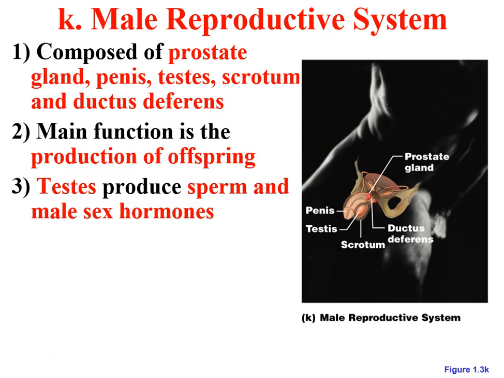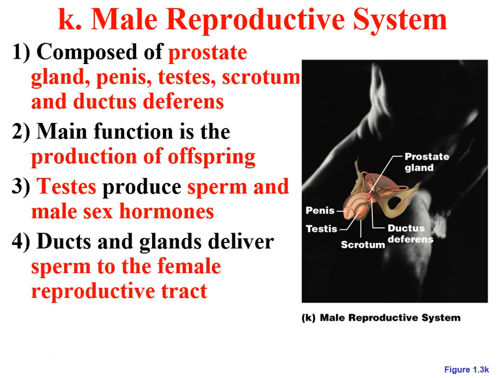Also, because the testes are really endocrine, they produce hormones that regulate the male reproductive cycle and help with sperm production and their maturation process. So the testes produce sperm and male sex hormones, mostly testosterone. Once the sperm are made in the testes, they travel through a series of ducts, the glands deliver the fluid for the sperm, and then the penis delivers the semen into the female reproductive tract.